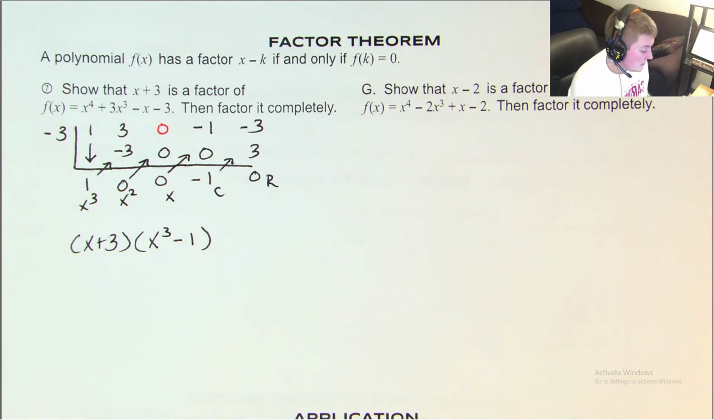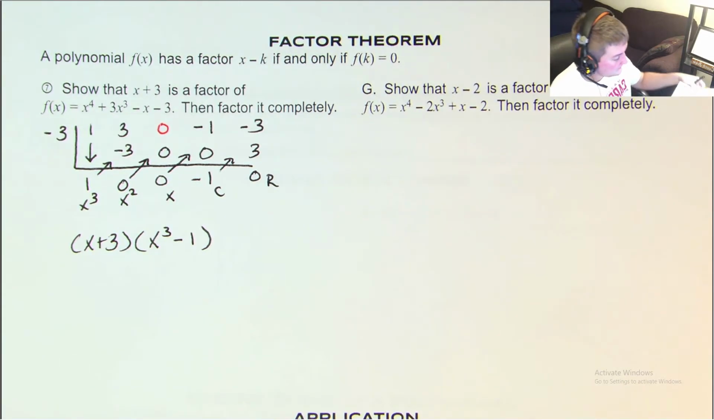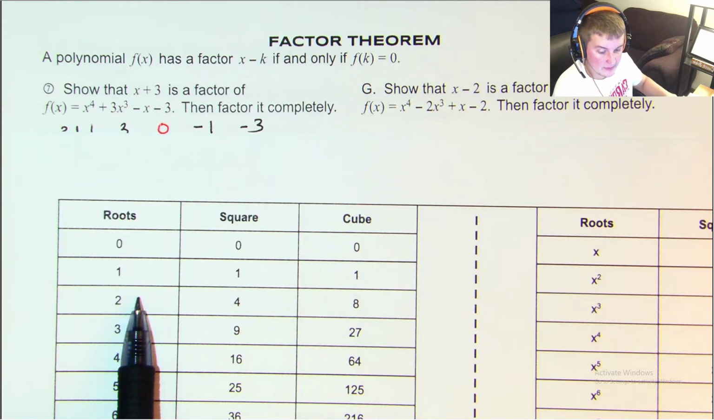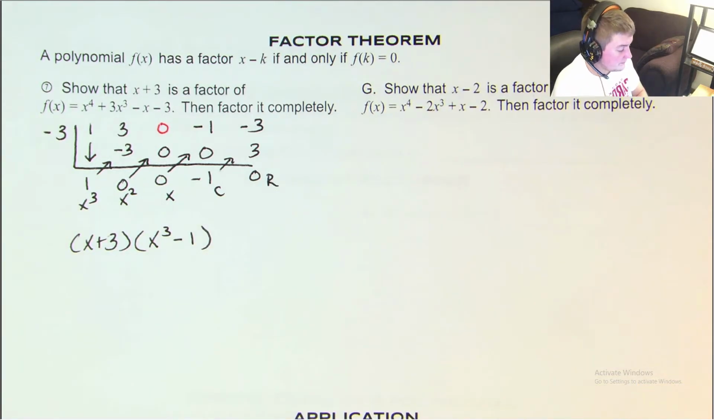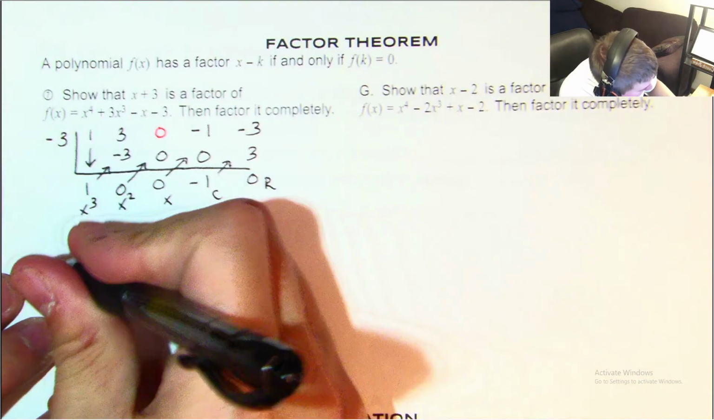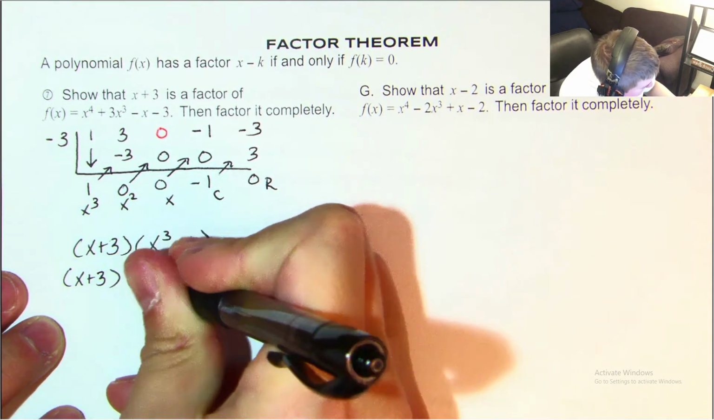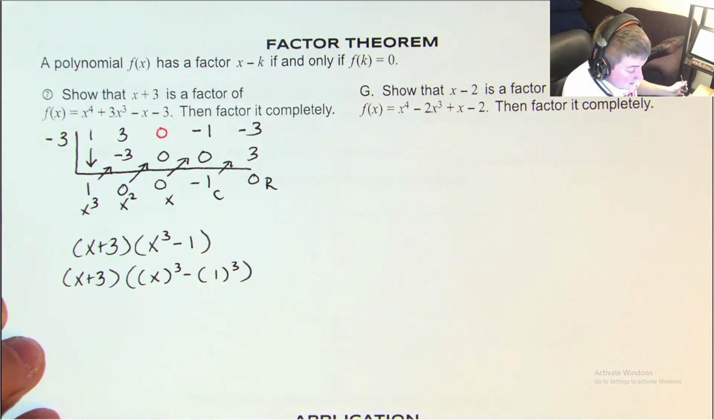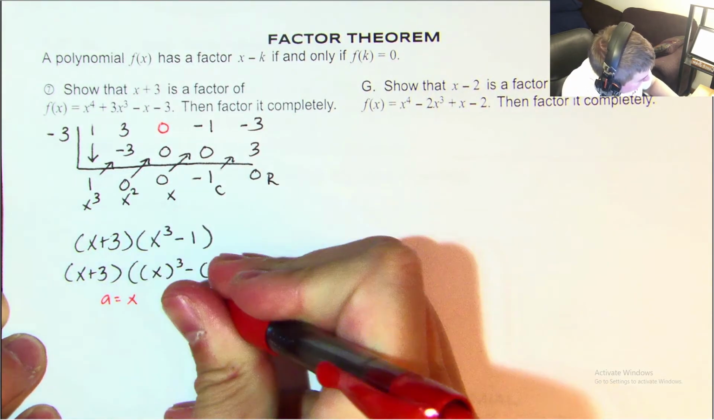Okay, so then now I can check: x plus 3 can't be factored further, but x cubed minus 1 can be factored further, because 1 is a perfect cube, its root is 1, and x cubed is a perfect cube. So this is a difference of cubes. So we have x plus 3 times x to the third minus 1 to the third, where my a value is x and my b value is 1.